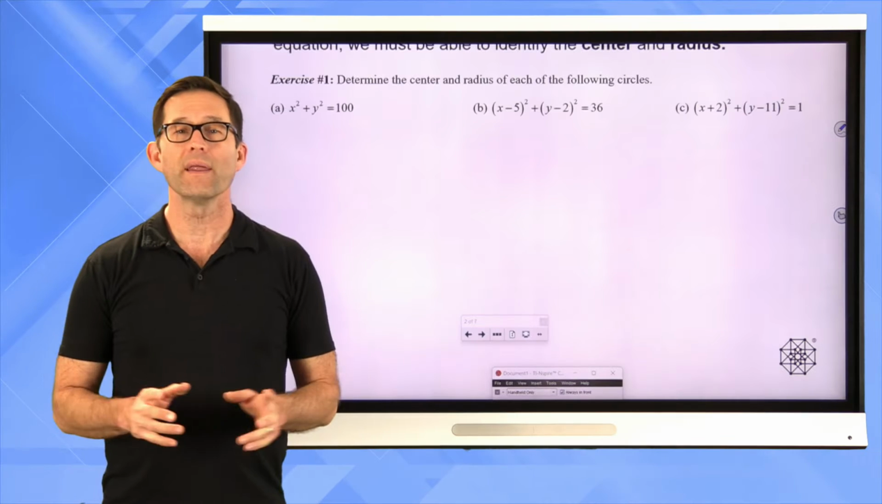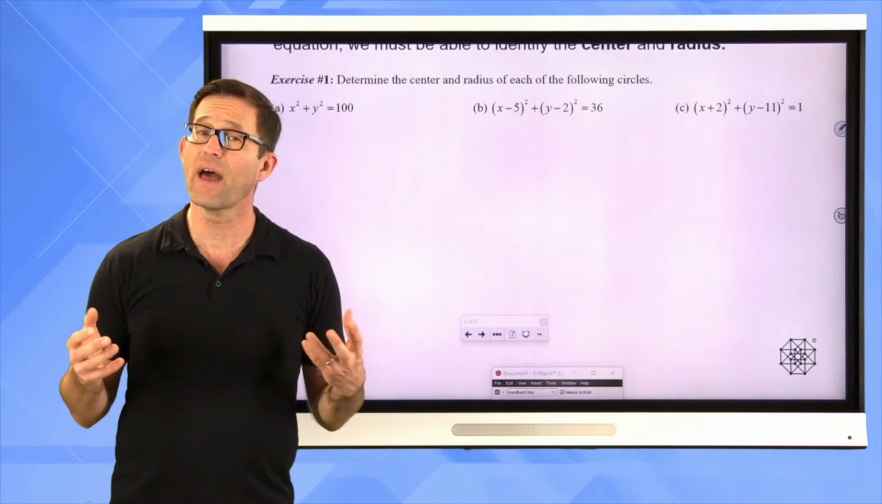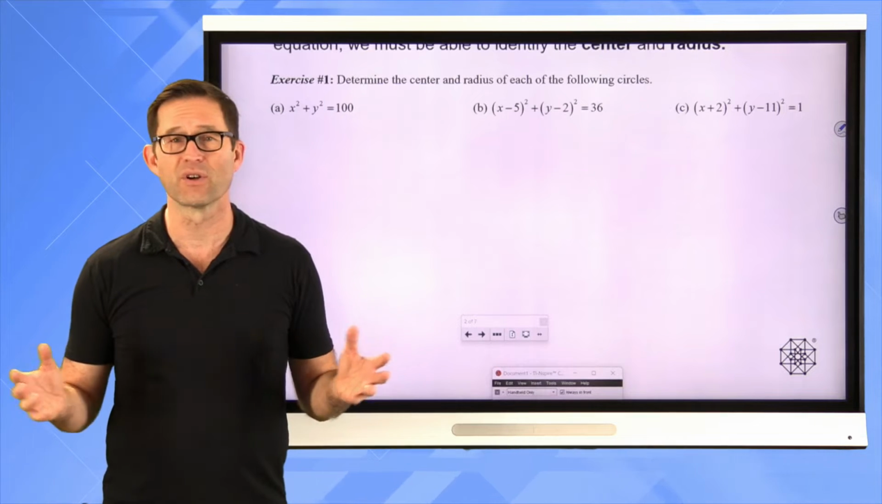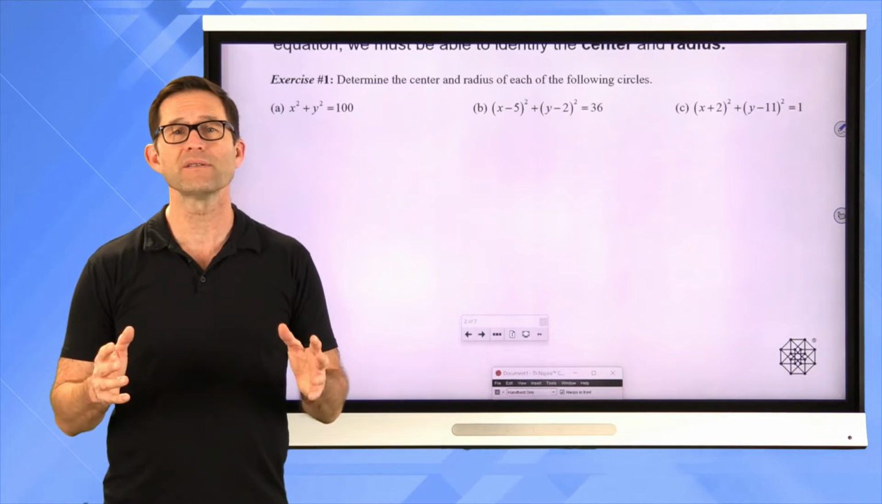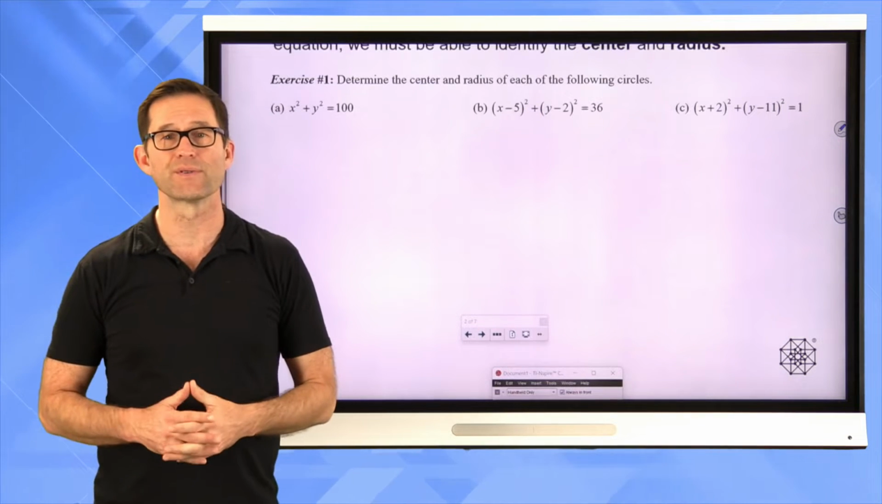All right, well, I'd like you to pause the video right now. This is what we did in the last lesson, and if you haven't seen the last lesson, you really should go back and take a look at it, otherwise you're going to be lost in this one. So pause the video now and identify the center and the radius of each one of these circles.